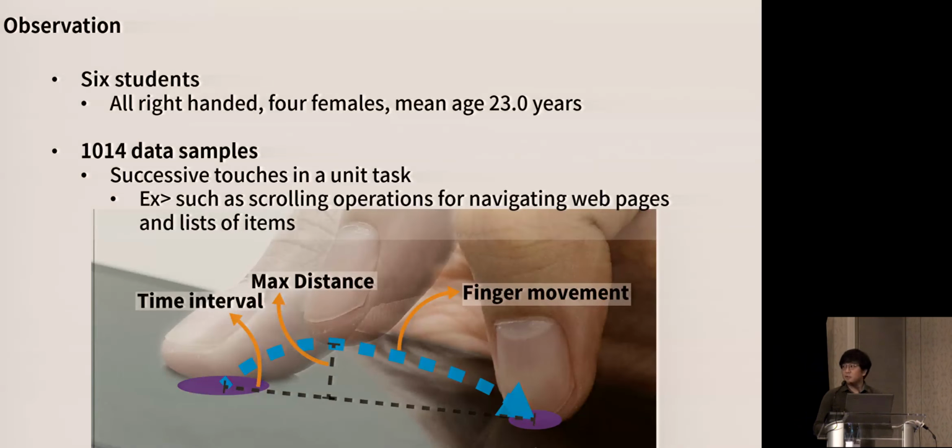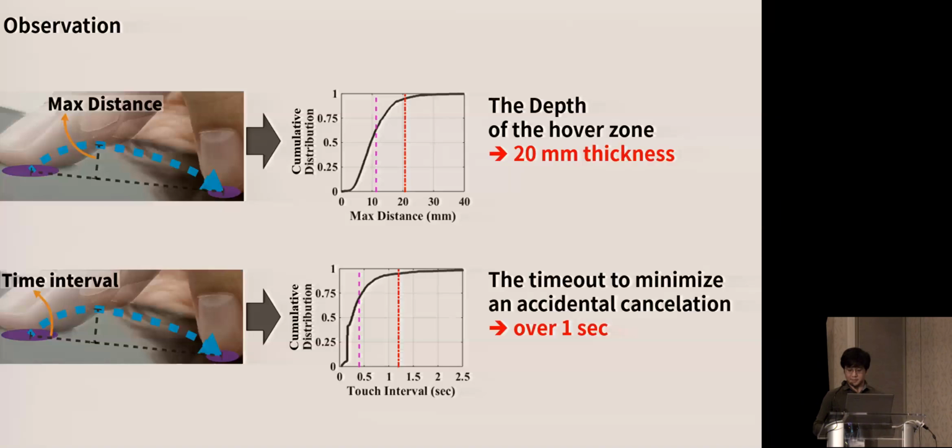Six students participated in this observation, and we got over thousands of data. This data consists of successive touch events for a single task. We extracted two features from this observation. The first one is the maximum distance. The maximum distance of fingers from the device surface between two successive touches is our first feature, and the time interval between two touch events was our second feature.